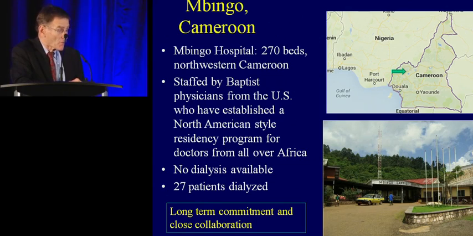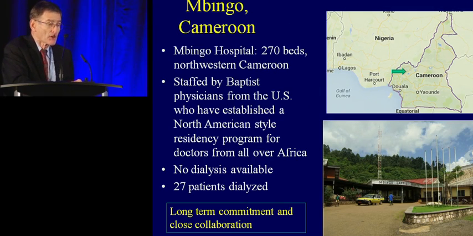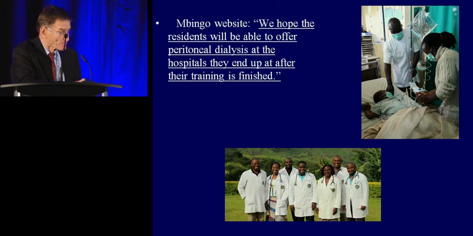The next successful program we set up was in Mbingo in Cameroon. This is a 270-bed hospital. It's staffed by Baptist physicians from the U.S., and they have a North American-style residency program for doctors from all over Africa. When we started, there was no dialysis available. Anyone with AKI died. We've dialyzed 27 patients in Mbingo. The upper right shows a child being dialyzed. The residents from the hospital are shown on the bottom, and hopefully these residents will be able to start these programs when they move on to other institutions. So this has been a very successful program.